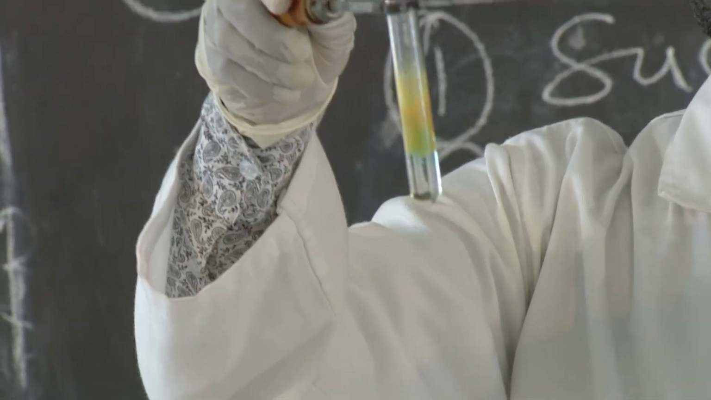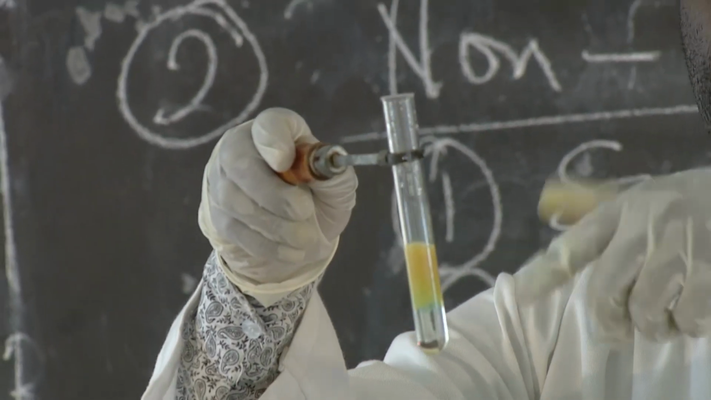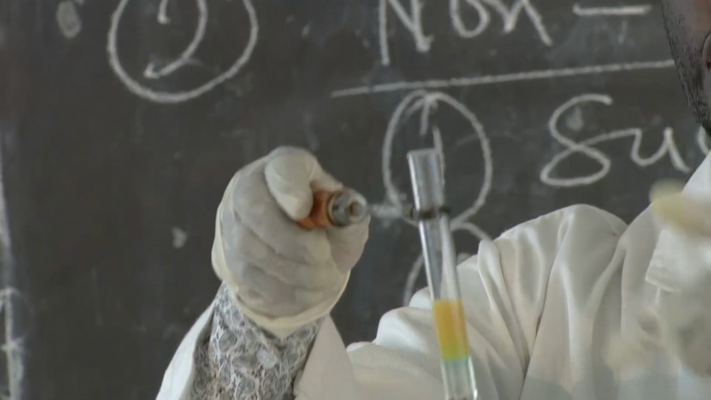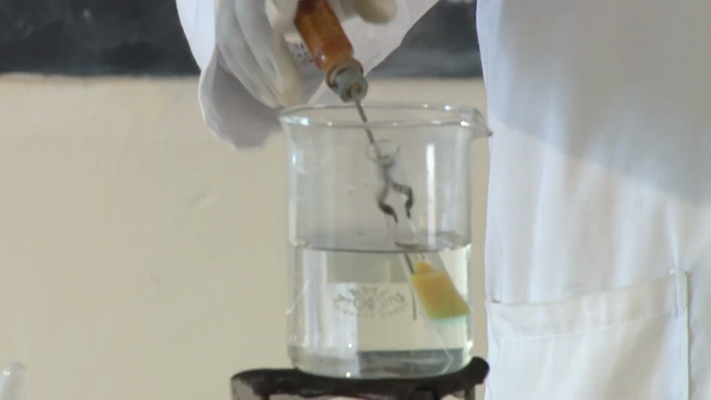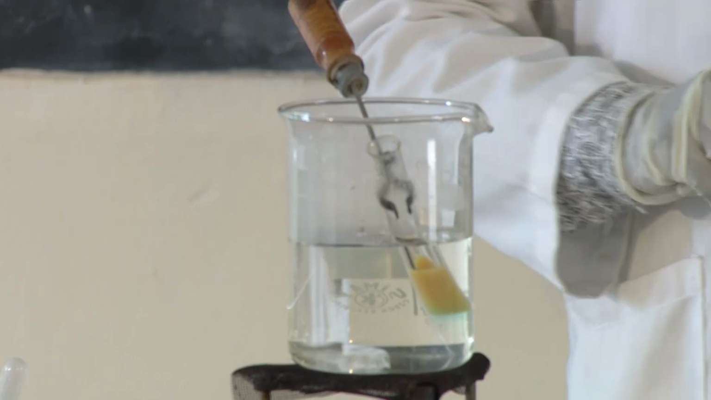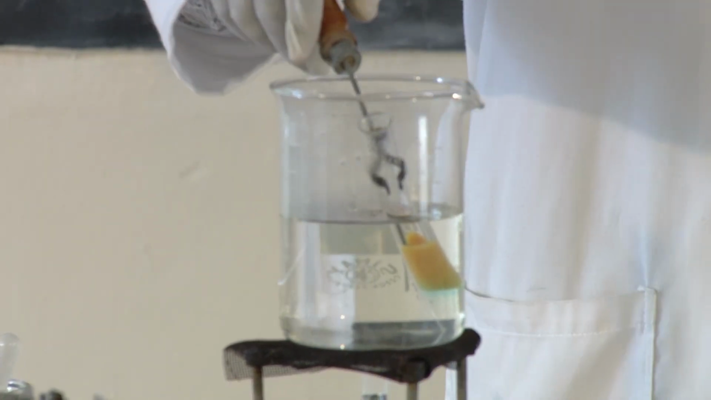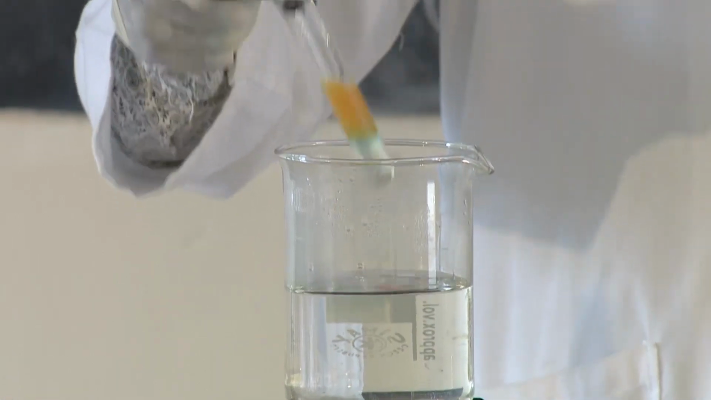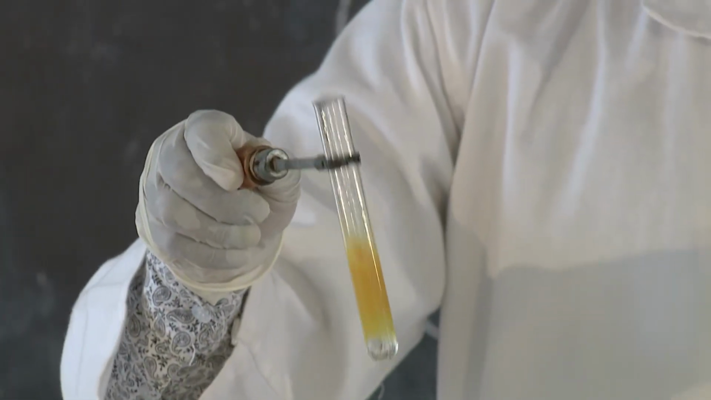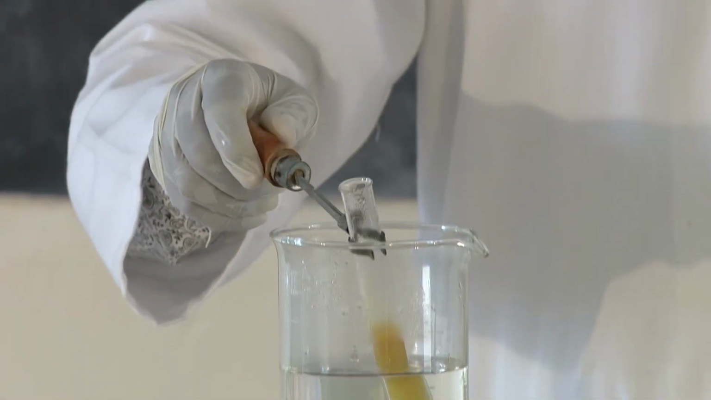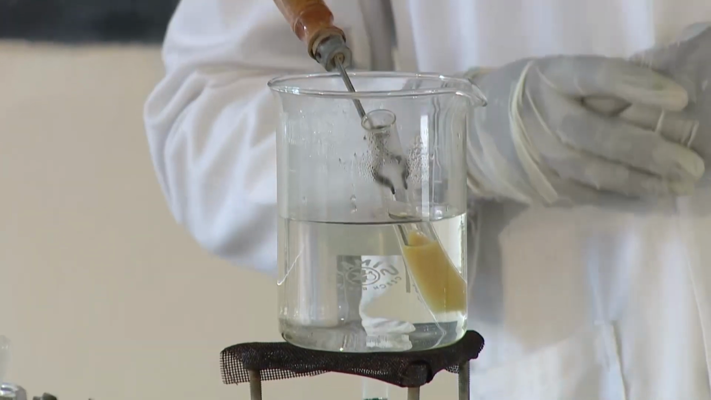You can see the color is changing from blue to an orange precipitate, which indicates there's presence of non-reducing sugars. Finally, we can see the color has changed to orange, which indicates there's presence of non-reducing sugars.